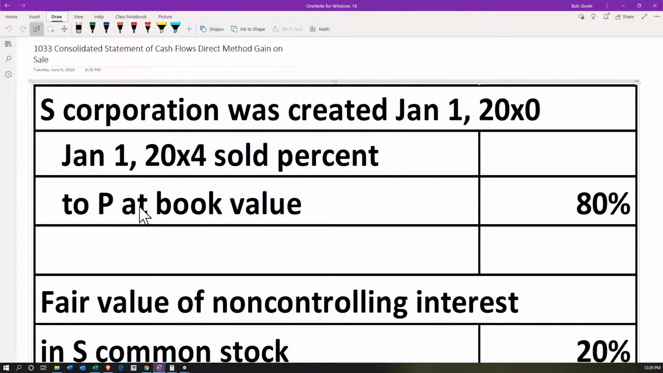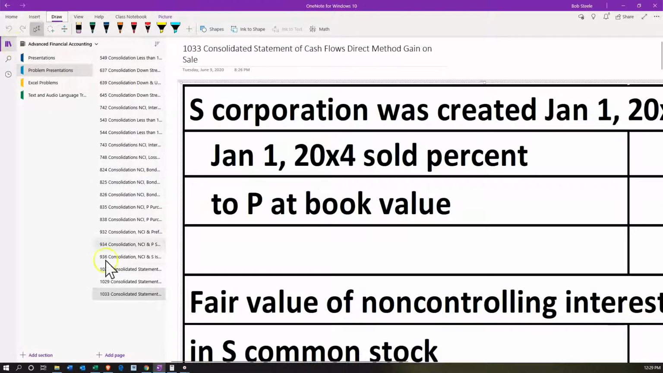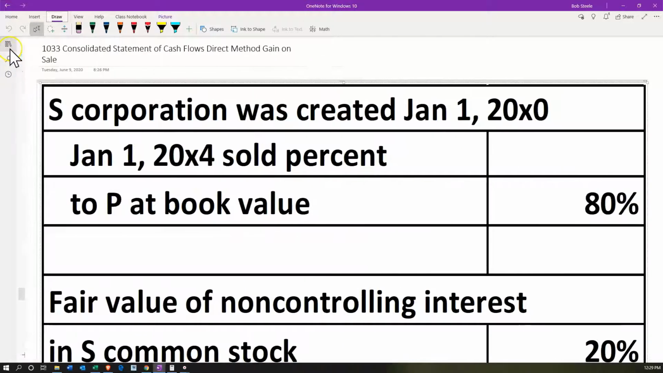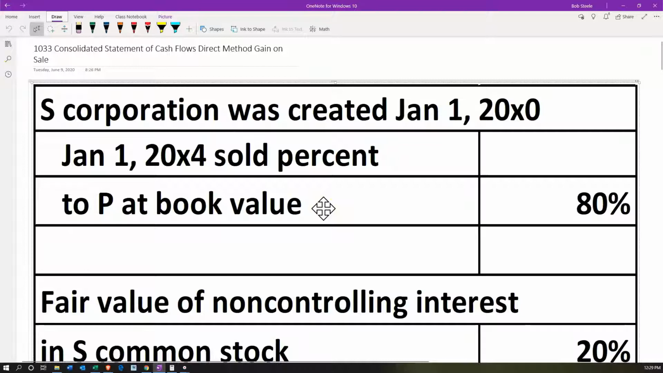Here we are in OneNote. If you have access to OneNote and would like to follow along, we're going to be in section 1033, under the section Problem Presentations. You don't need to, because this will be in a presentation format. We're going to go through all the information related to the problem first, then we'll take pieces of that information as needed as we work through our practice problem.